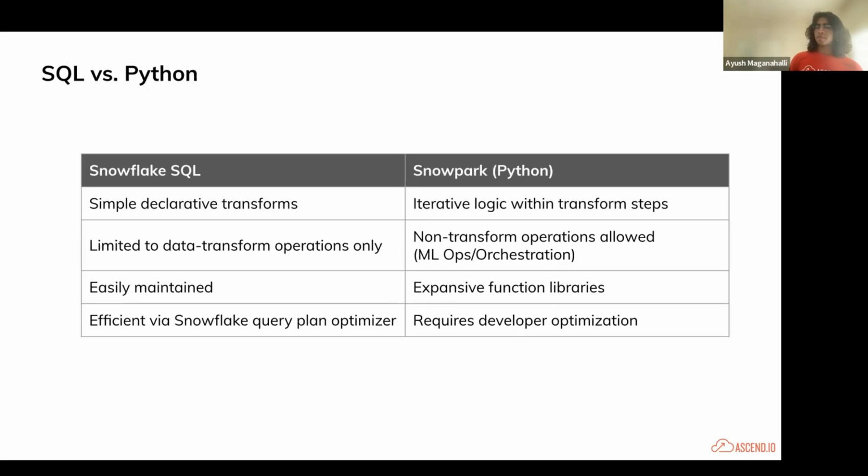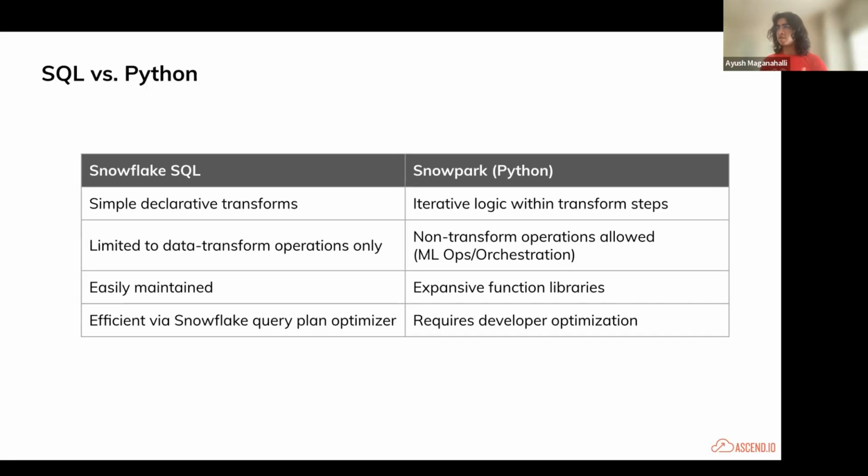Then we come to the second point, which is saying on the SQL side that you're limited to data transform operations only, whereas on the Python or Snowpark side, you have non-transformation operations allowed. With the previous part, it might have sounded like SQL seems well and truly far ahead, given that all you have to do is define an end state and you get the quote unquote most optimal version of it. But this comes with some cons, right?